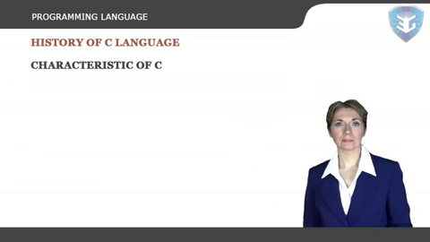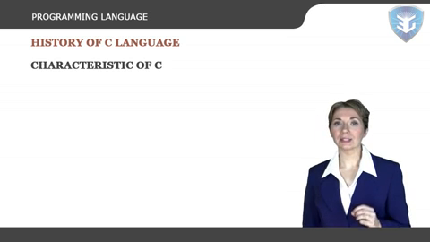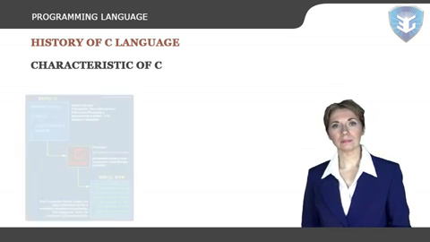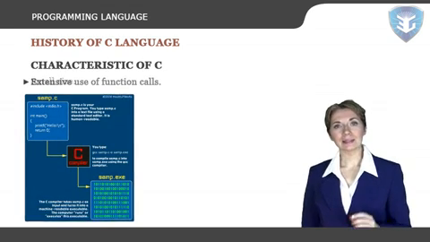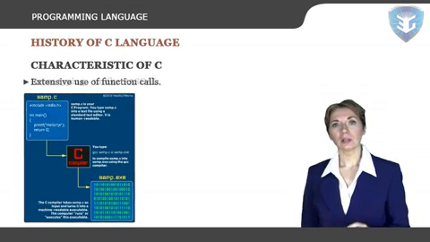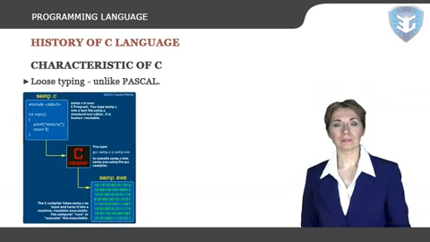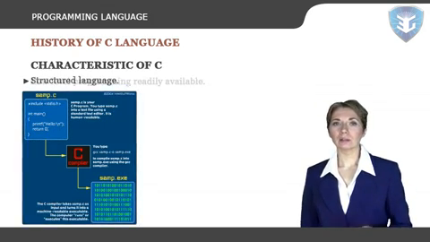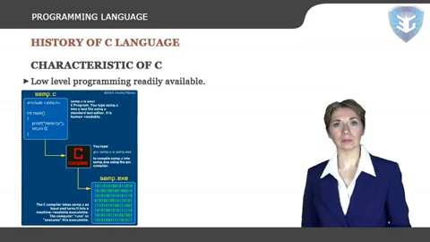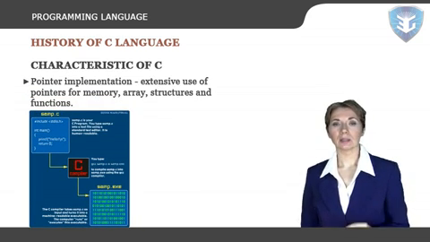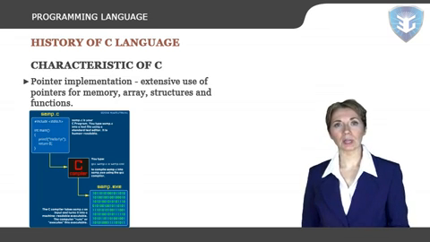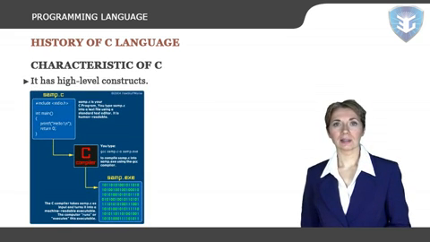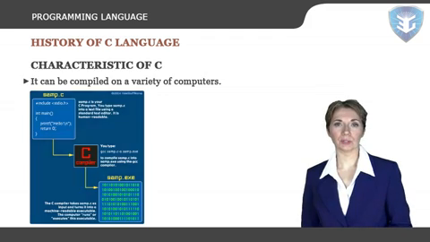Characteristics of C. Some of C's characteristics that define the language are: small size, extensive use of function calls, loose typing unlike Pascal, structured language, low-level programming readily available, pointer implementation, extensive use of pointers for memory, array, structures, and functions. It has high-level constructs. It can handle low-level activities. It produces efficient programs. It can be compiled on a variety of computers.